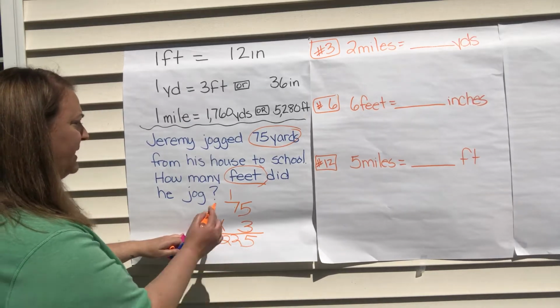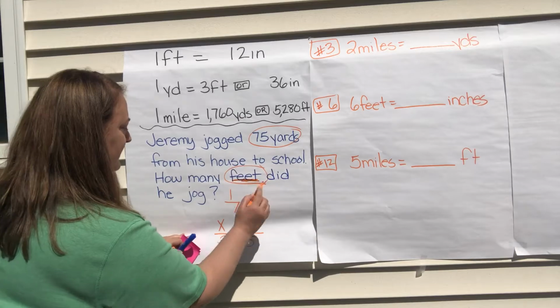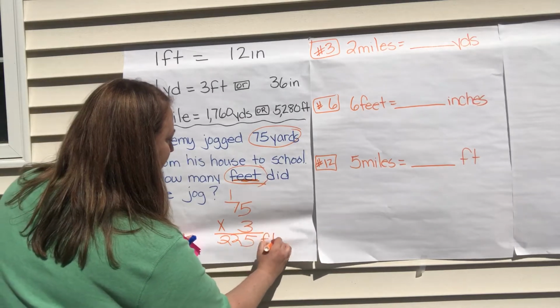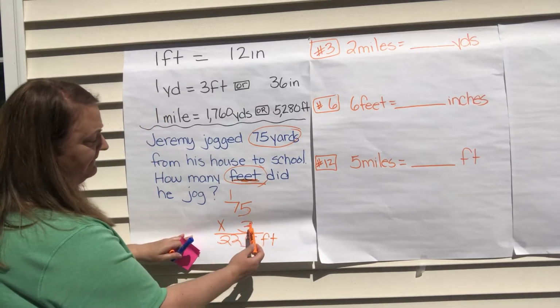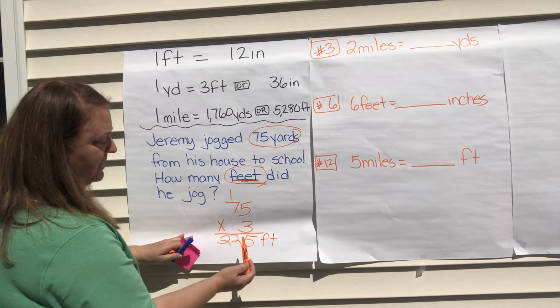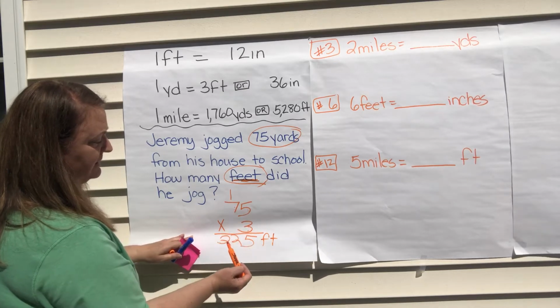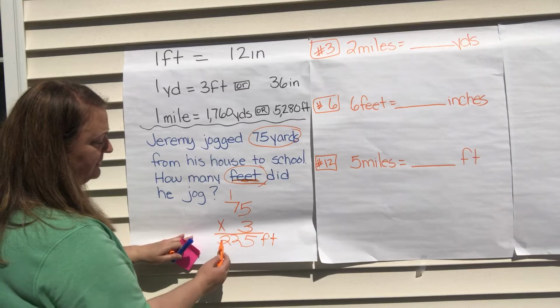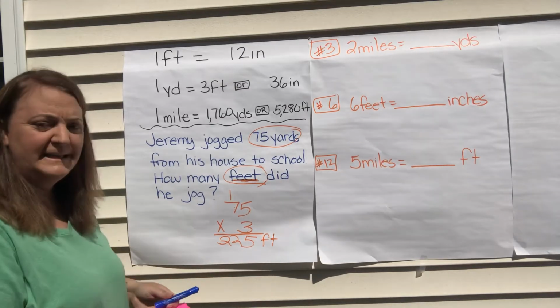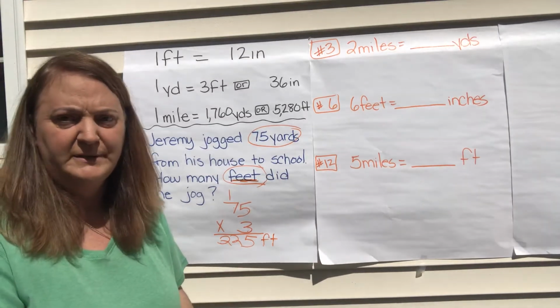And what are we talking about? It says how many feet? So it's 225 feet. 5 times 3 is 15, carry the 1, 3 times 7 is 21, add the 2, 225 feet. So that's your solve and share.